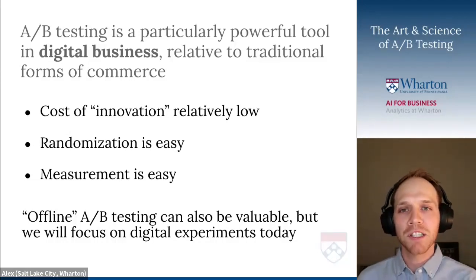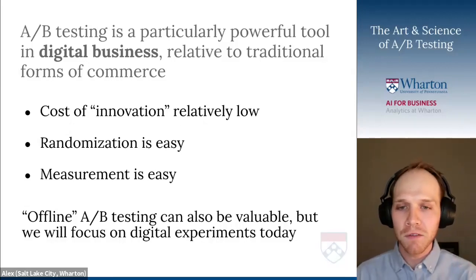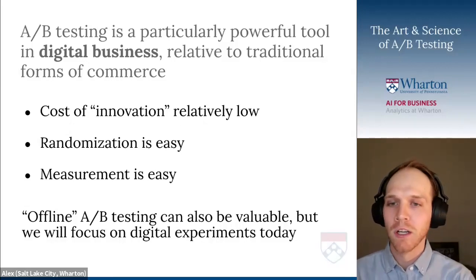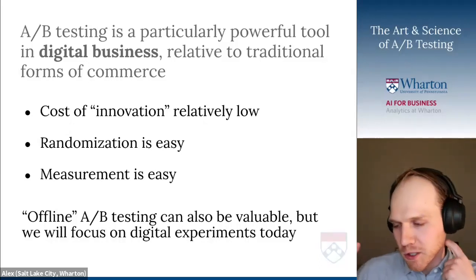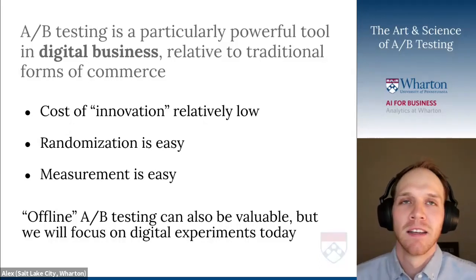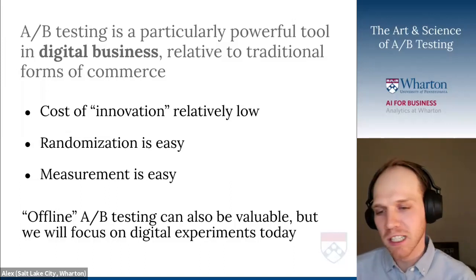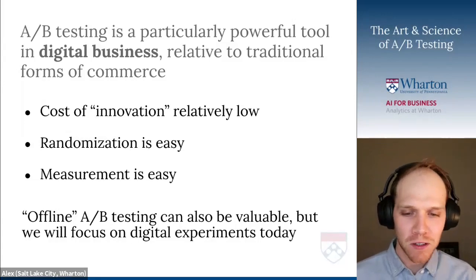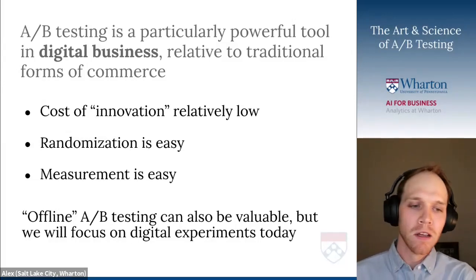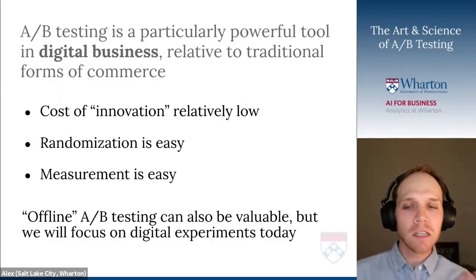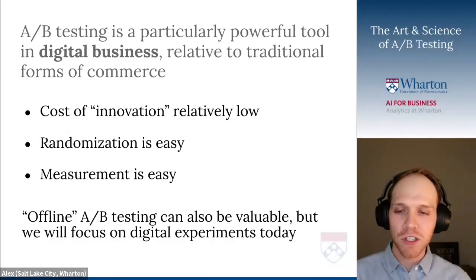Similarly, it's much easier to randomize customers to each of the versions of your service that you're trying to implement in the digital world, right? It's almost essentially impossible to randomize your store layout in the physical world. You can't randomly rearrange your store for every customer that walks in. But in the online world, you can give a different version of your website to every single customer that comes to your website, right? So randomization is much easier.